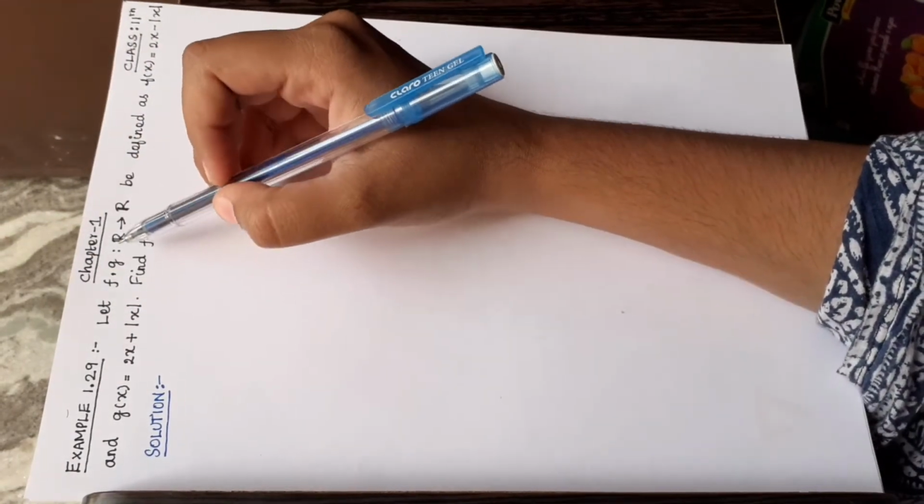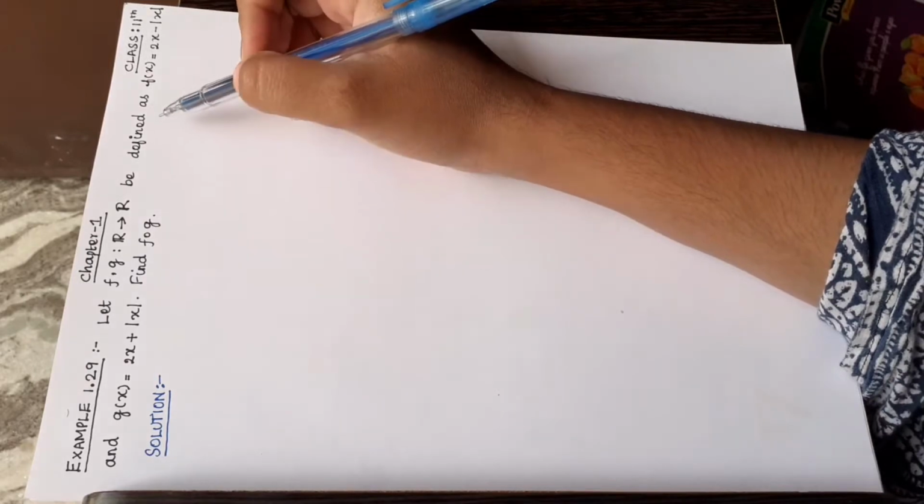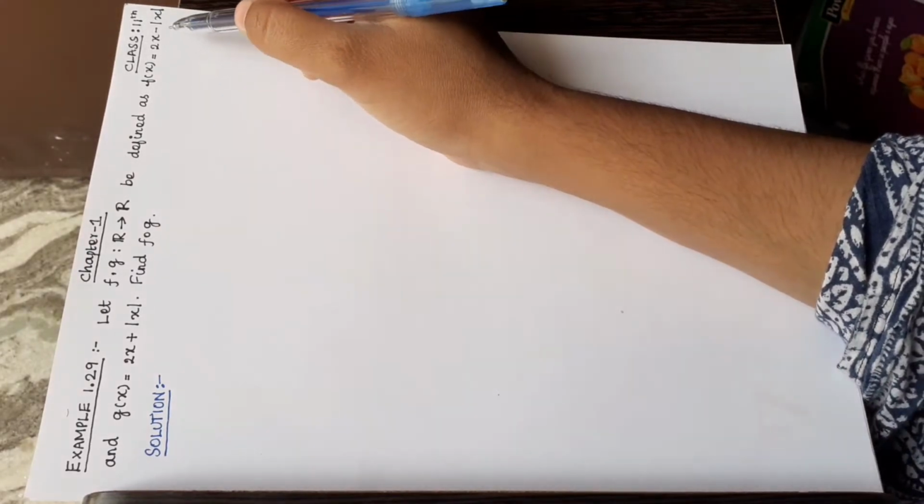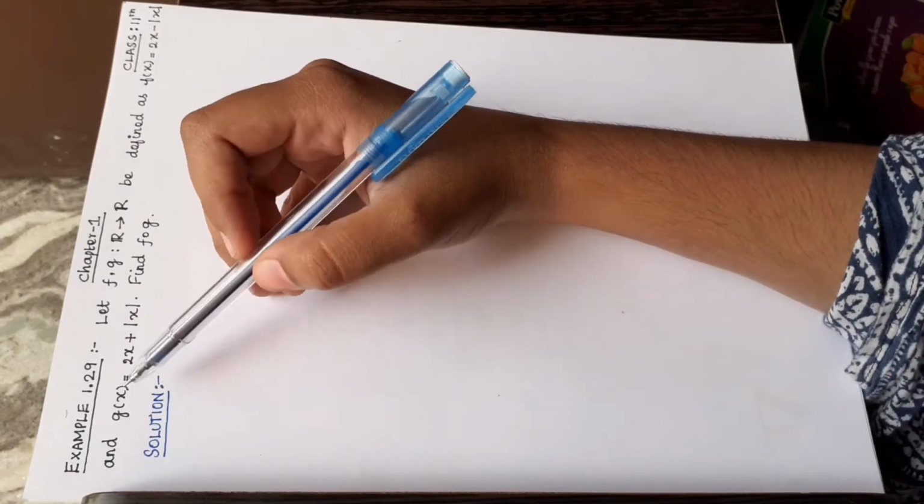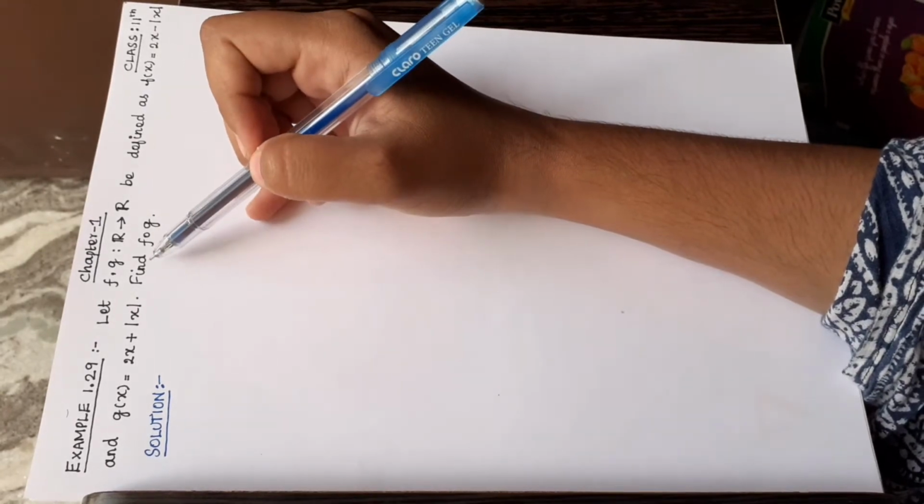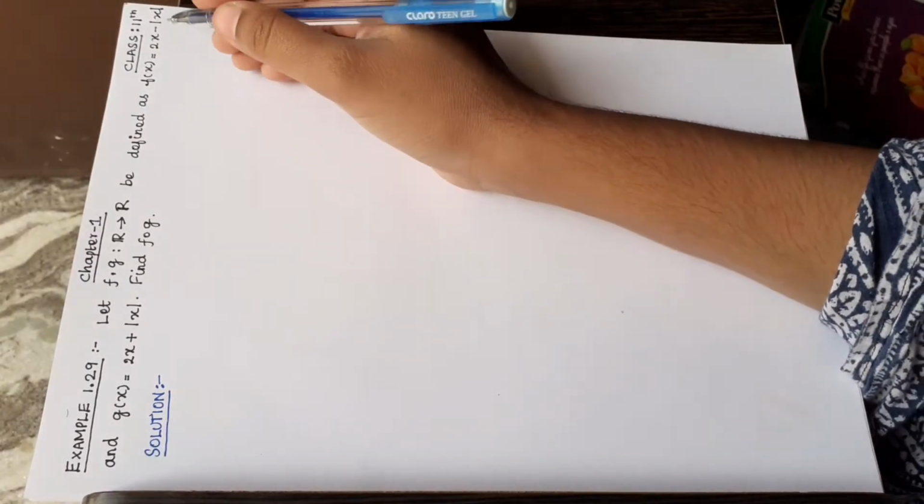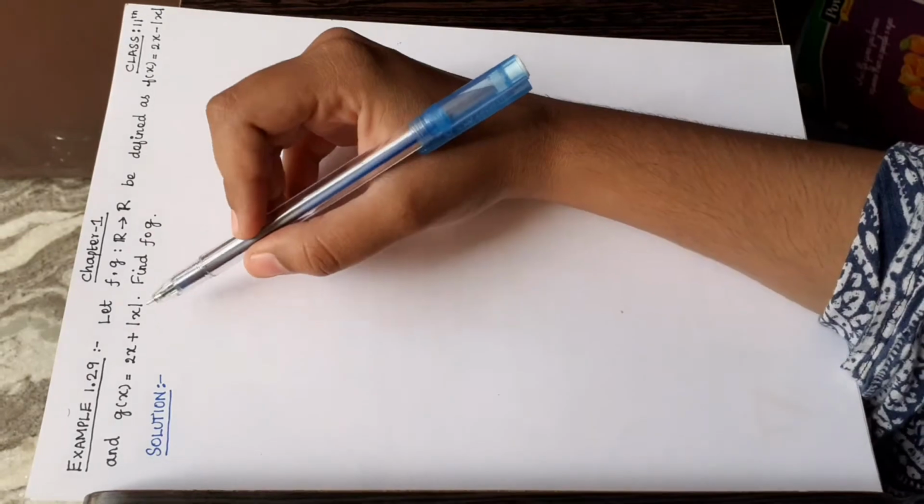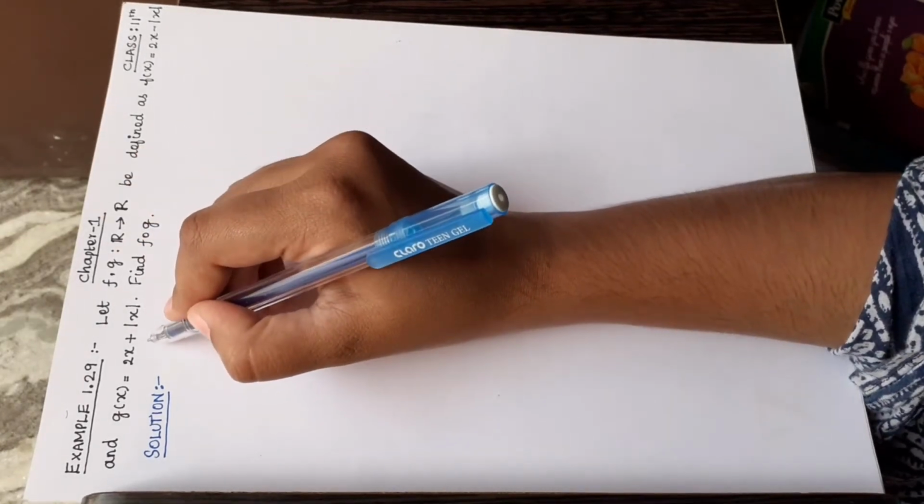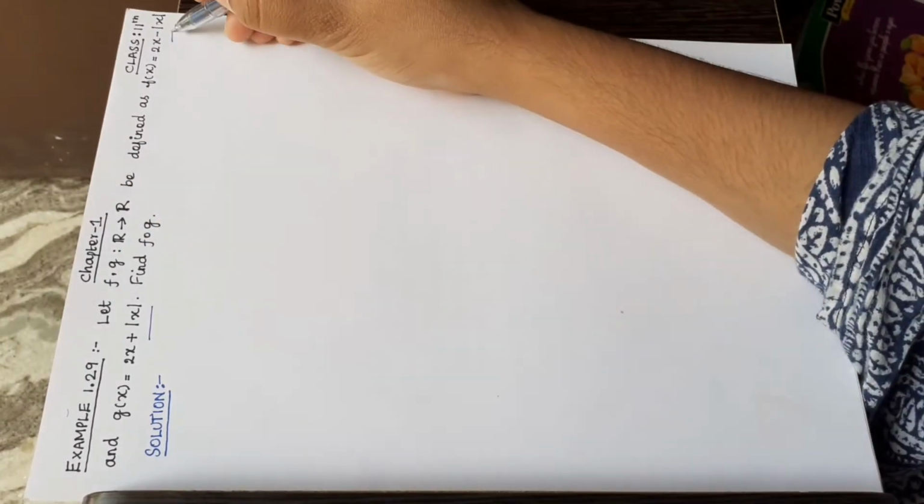Let f, g be functions from R to R defined as f of x is equal to 2x minus modulus x and g of x is equal to 2x plus modulus x. Find f composite g. So இப்போ வந்து நமக்கு f of x and g of x ரெண்டு ஃபங்க்ஷனுமே பார்த்தீங்கன்னா is something with modulus x. So, modulus x க்கு definition இருக்கு.